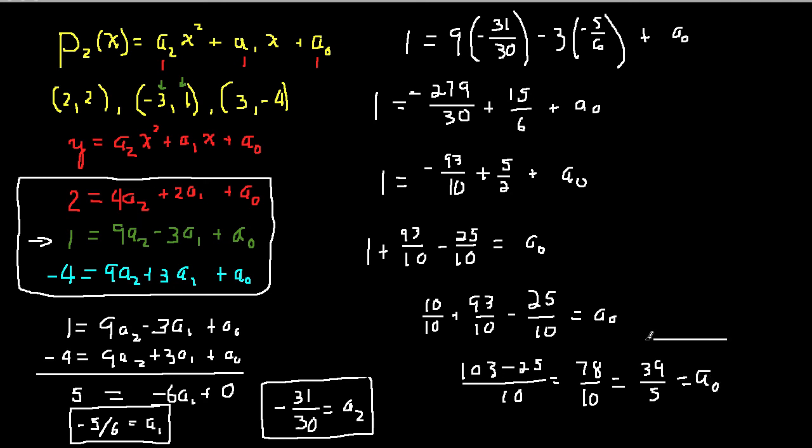So this is the third parameter. So presumably now, if I use these three values for a1, a2, and a0, I will solve the equation. So I will look at that in the next video.